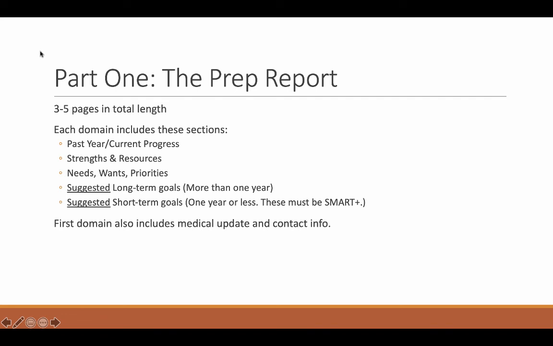The total length of the report is 3 to 5 pages, and that's somewhat different than what your handout says, but this is the number I'd like you to use. Each domain includes these sections. So you have the 5 domains, and the medical domain has this additional information about their checkups. But in every single case, including the medical domain, you're going to go in this order through a description of the person's past year and their current progress. Where are they now as related to last year's goals? This will probably be the longest portion of each of the 5 sections. Then a brief description of their strengths and resources.